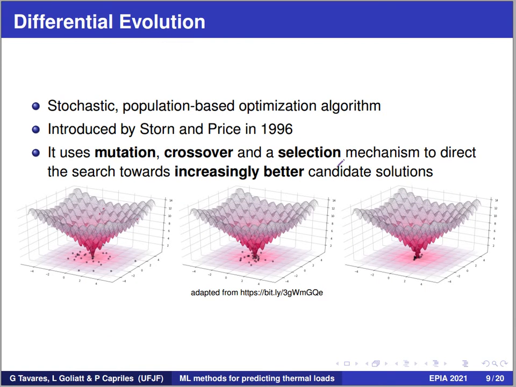In order to find the best parametric set for those models, we have implemented a differential evolution algorithm. This is a stochastic population-based algorithm. It was proposed in 1996, and it uses mutation, crossover, and selection mechanisms to guide the search towards increasingly better candidate solutions. Here you have an example: the initial population, and after the evolutionary cycle, these candidate solutions found the minimum of this function.